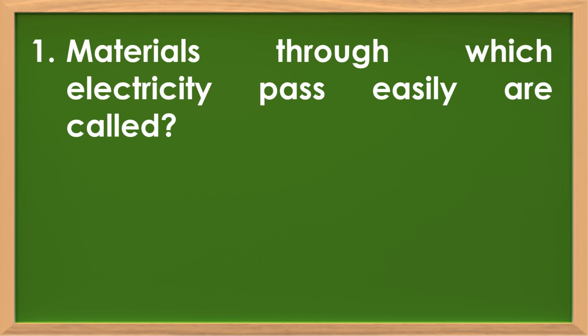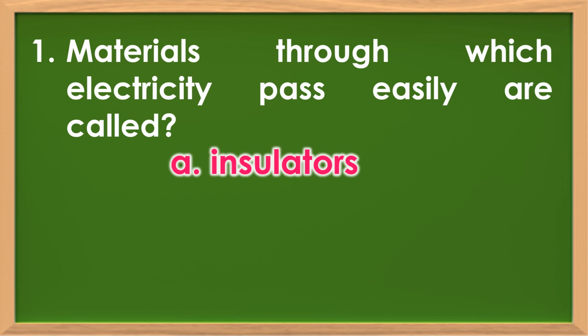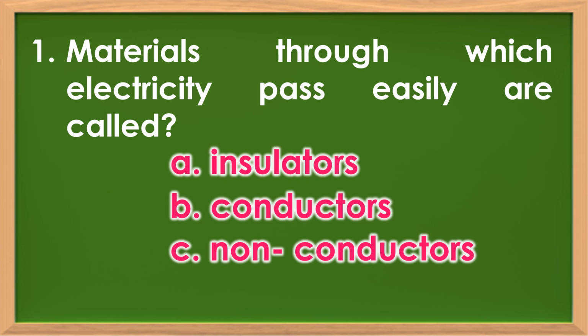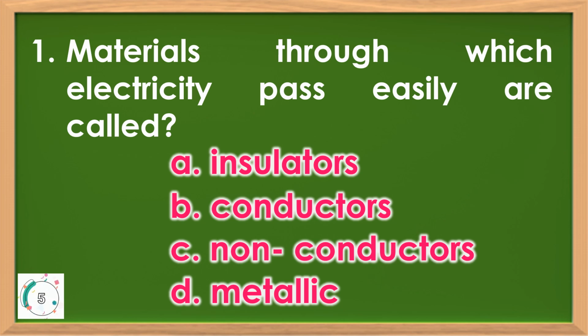Number 1. Materials through which electricity pass easily are called A. Insulators, B. Conductors, C. Non-conductors, D. Metallic. Very good. The answer is letter B.